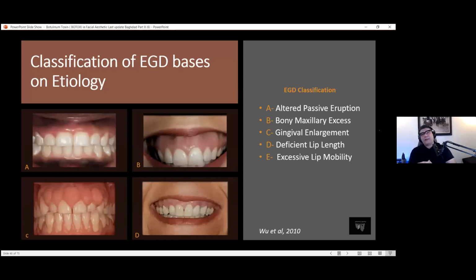First, when the patient says, "I have my smile in the picture," tell them, wait, we have to check. Because you're going to pay for all these things if you are not evaluating your patient correctly.